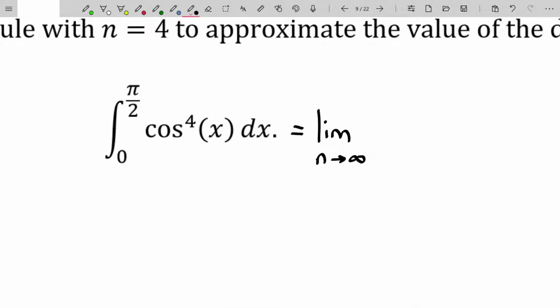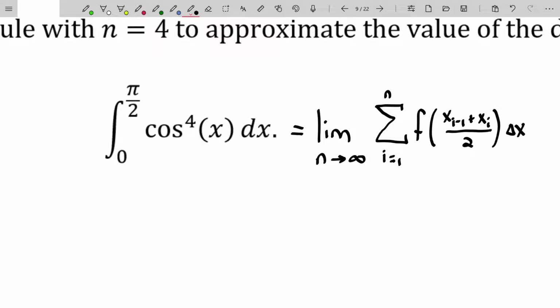And the Riemann sum could be a right endpoint method, a left endpoint method, or a midpoint method. So we could say if we were using the midpoint method, it'd be the summation i equals 1 to n of our function evaluated at the midpoint of each slice. And that would just be the average of each subinterval, times delta x.